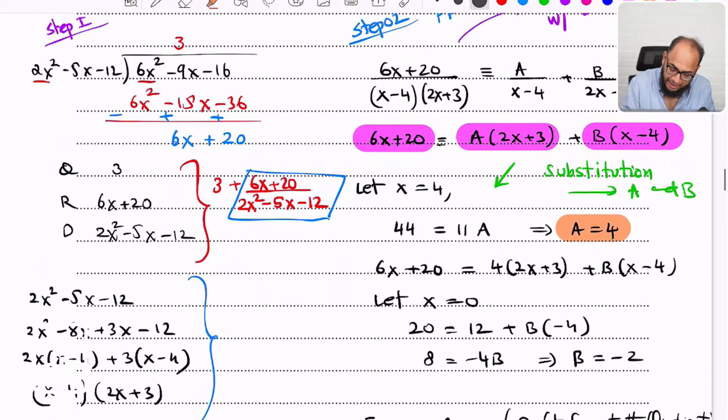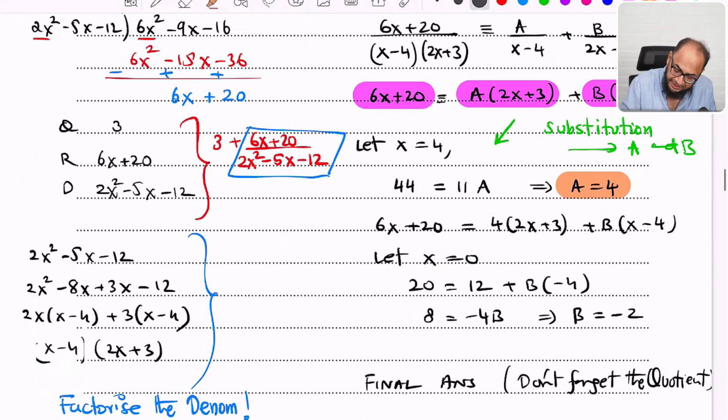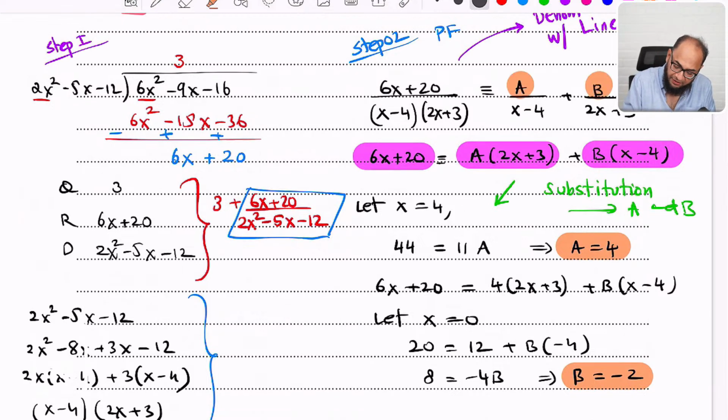Now, one other way is that I can make 2x plus 3 equal to 0. Therefore, x is minus 3 over 2, and I can find the value of B. But this time I chose a different approach. What I did is that I plugged in this value, and then I chose a simple value, x is equal to 0, which I have not used before, and I find the value of B, that is negative 2. So we have found A, we have found B.